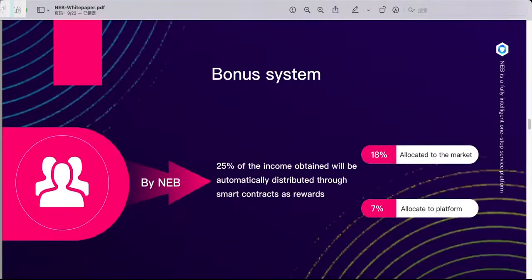And for the bonus system, you guys can check your account, and when you get the yield, you first get 74% of the income, and 25% of the income will be allocated to the market and the platform, because there are some engineers and operators to help our investors organize the whole project. So that's why 7% will be allocated to the platform, and 80% will be allocated to the market. And you guys can invest in 3 subclasses in the DeFi NEB, and for every subclass, the yield of 6% will go into your yields.